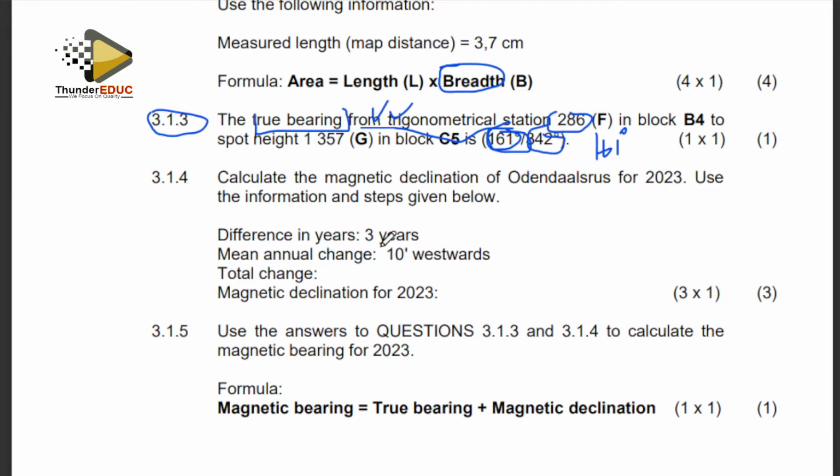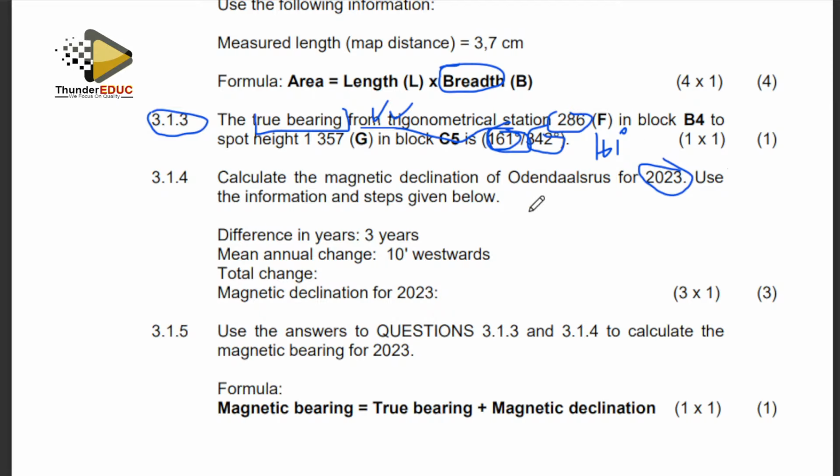The next question, also we did not see this in paper 1. I didn't see the calculation of the magnetic declination in paper 1. So you can see it in paper 2. So please be prepared for that. They say calculate the magnetic declination for Odendelas for 2023. For which year? 2023, because this paper was in 2023. You never know. This time around, they might ask you to calculate the magnetic declination for 2025. The only thing that might change is this.